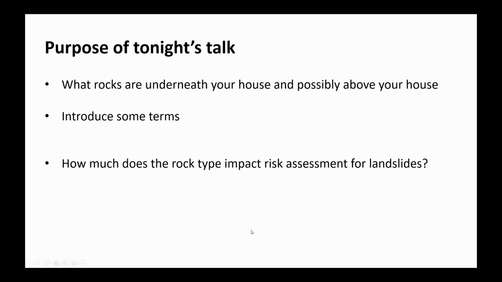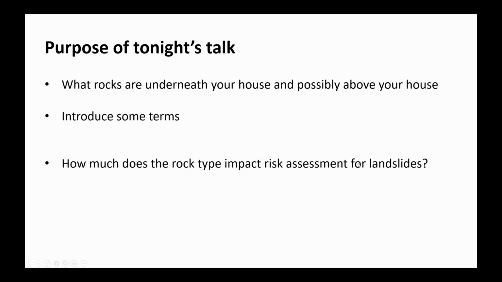Okay, so tonight I'm mostly going to try to talk about what rocks are underneath your house and possibly over your house, again with the landslide situation in mind. I'm going to introduce some terms which I hope will be helpful when we get reports from various consultants over the next few years about landslides. So if you're more familiar with the terms, then it'll be easier for you to follow along and easier for you to ask really good questions of those people.